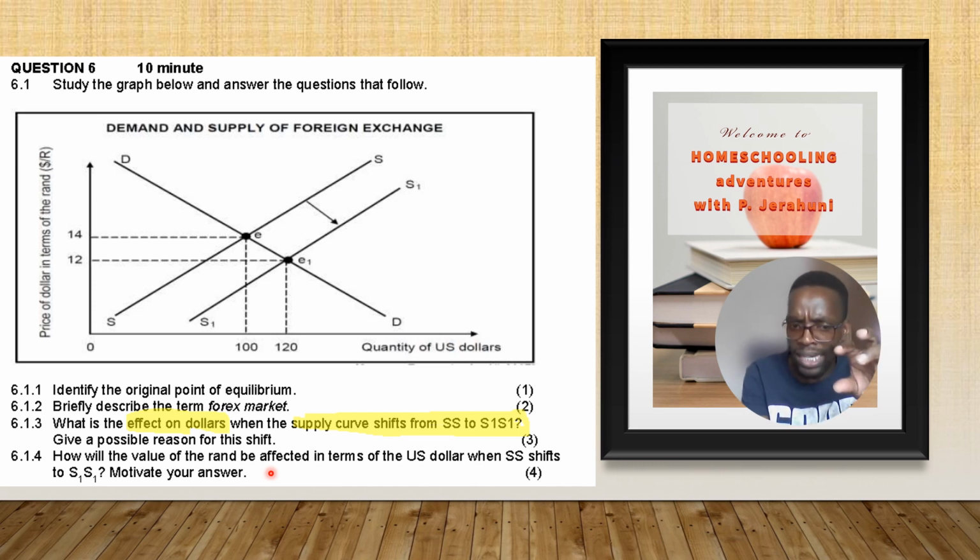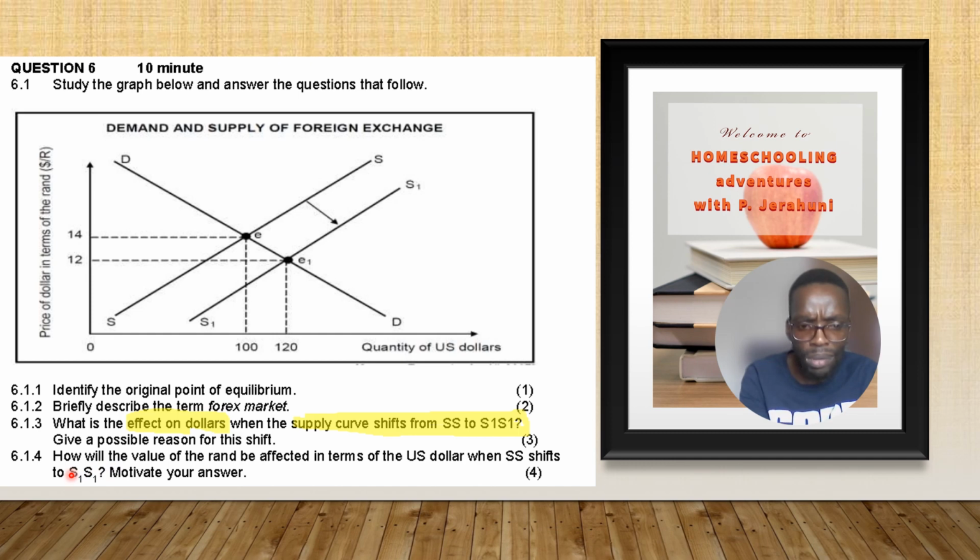So you needed to understand that you were supposed to start by first explaining the effect on dollars, and when you have explained the effect on dollars, you haven't finished. You are now supposed to go to the second part of the question, which is demanding that you give a possible reason for this shift. So you needed to understand that the question was coming in 2 parts. One part was the effect, and the second one is to give us the reason why that has happened. That's how the marks were going to be awarded there.